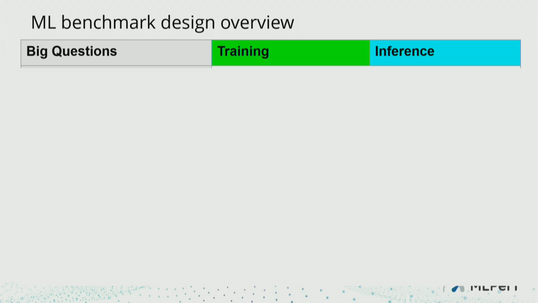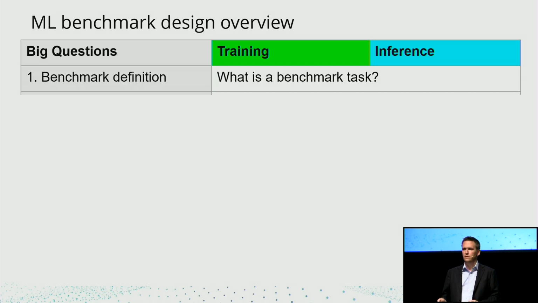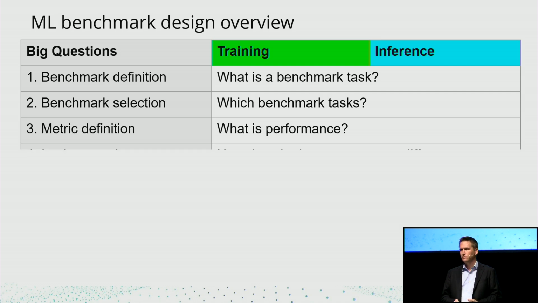So if you want to design an ML benchmark, you need to answer a series of questions. Some of them apply to both training and inference, and some of them are specific to one or the other category of ML activity. One of the first questions is benchmark definition. What is the benchmarking task you are going to measure? The next is benchmark selection. Which set of benchmark tests do you want to measure? The next is the metric. What exactly is the measure?